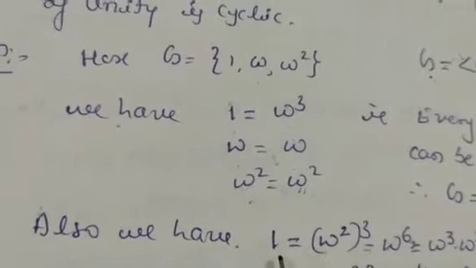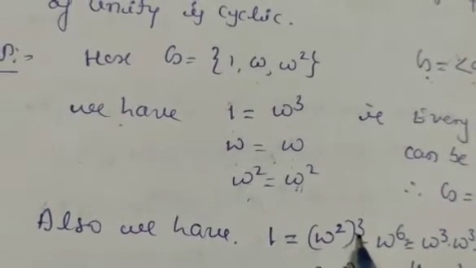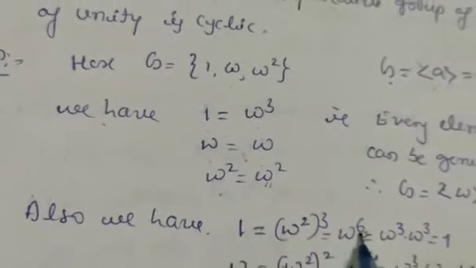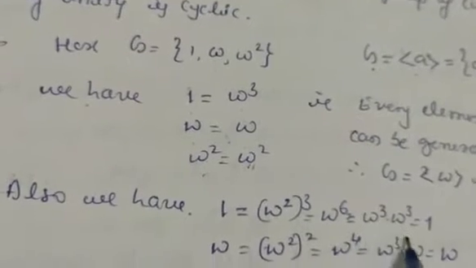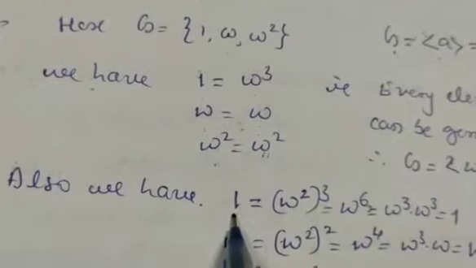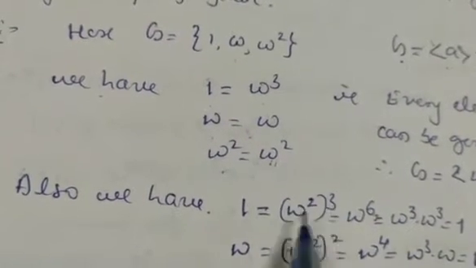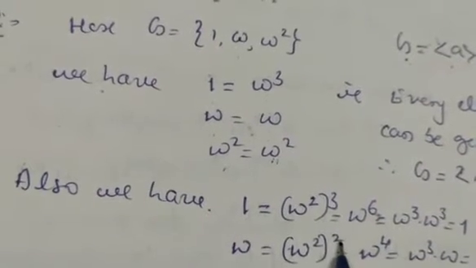And also we have that this 1 can also be written as omega square whole cube, meaning omega raised to 6. Omega raised to 6 is nothing but omega cube into omega cube, and omega cube is 1, so 1 into 1 is 1. So 1 can be written as omega square whole cube. And this omega can be written as omega square whole square.